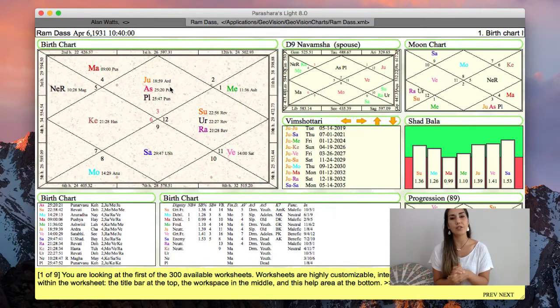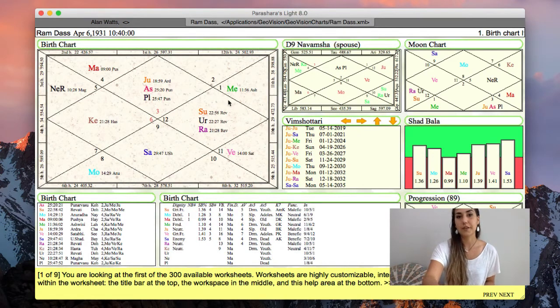Now, the only ones that are tricky are Rahu and Ketu. To be honest with you, I don't really use Rahu Ketu's 7th aspect because it's kind of, how can Rahu aspect Ketu or Ketu aspect Rahu? I don't really consider that so much when I'm reading charts personally. If you do it differently, I would love to hear in the comments.